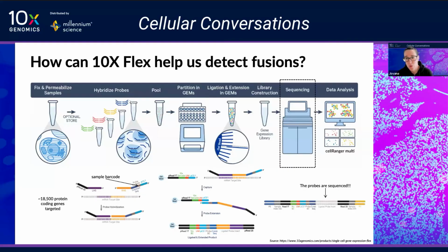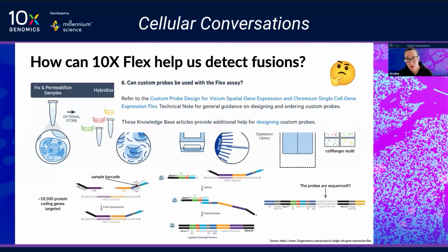And as we were learning more and more about Flex, we discovered, buried in the documentation, that you could actually use custom probes with it. And that's when we started thinking fusions. Can we, along with the standard gene panel, use custom designed probes to now start picking up cancer fusions in single cell?